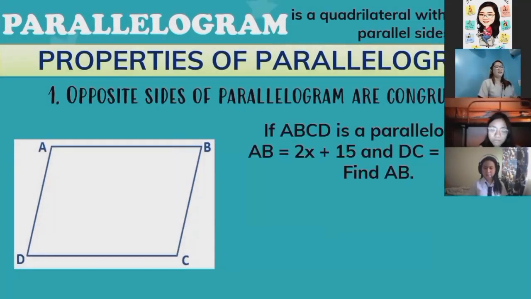Next, still on property number one, if ABCD is a parallelogram and segment AB is 2x plus 15 and DC equals 3x minus 11, find AB. Okay, I'm giving you 30 seconds or 1 minute. Let's see if you can answer this without my guidance, just with the idea that opposite sides of a parallelogram are congruent.